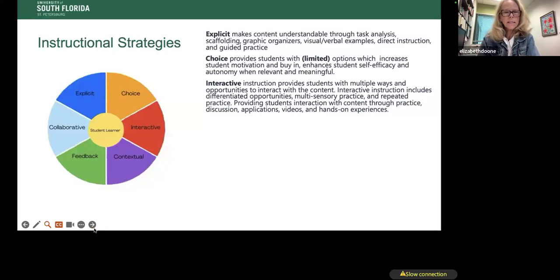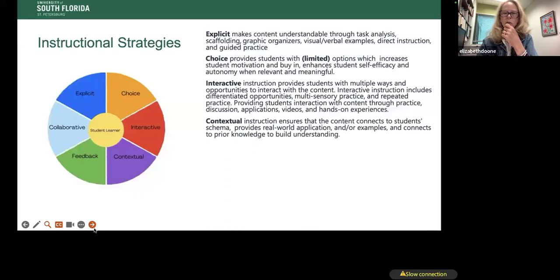The next one is contextual. Contextual instruction ensures that the content connects to the students' schema. Again, I think I gave an example of learning trigonometry but having no connection to my schema. I can do some formulas, but I can't connect it. So I needed that real-world application. So the more contextual we can make our lessons, providing examples, connecting it to prior knowledge, building their understanding and making it real world, that really connects and sticks with our students. So their learning is more relevant and meaningful.